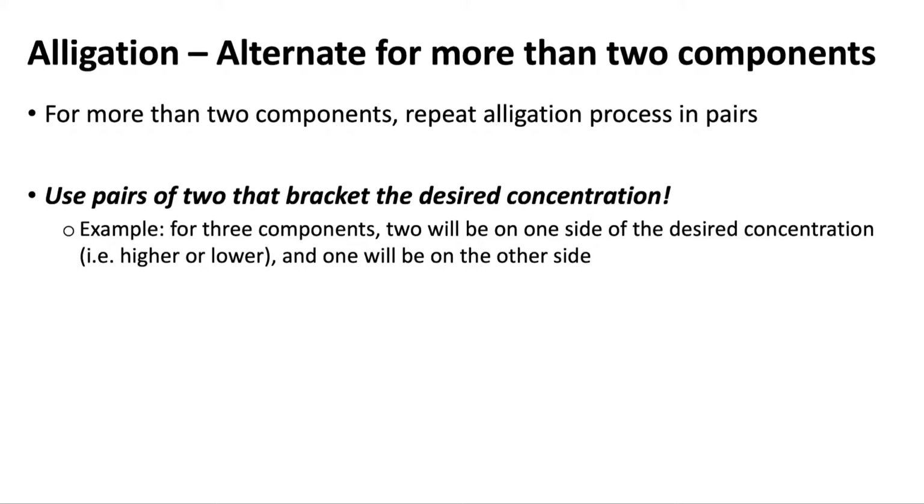You choose pairs to use to perform the alligation, but each pair has to have one concentration higher and one concentration lower than the target. With that in mind, the actual solving of the alligation is essentially the same, with one more additional step at the end. Beyond just an overall discussion, let's put this into action and show you an example.